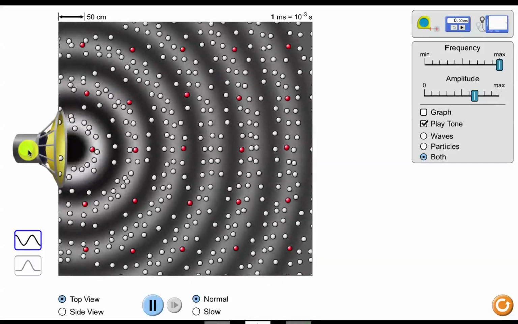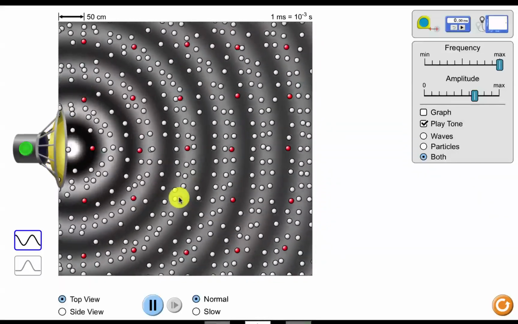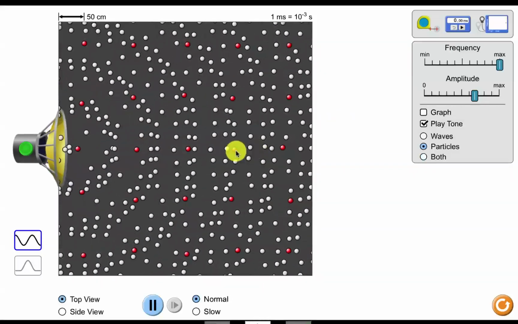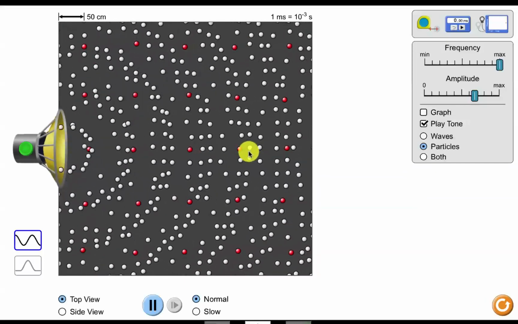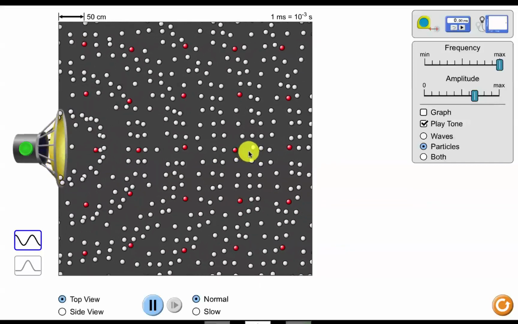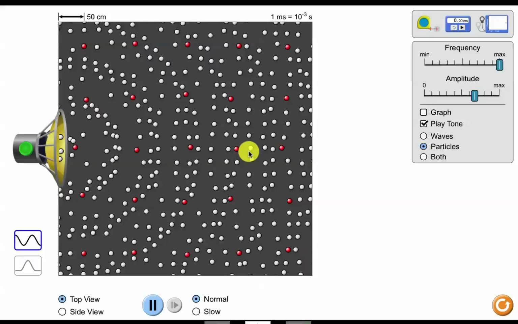And you see that the average particle doesn't move. The average position of the particle remains fixed. The pressure of the gas is increasing, decreasing, increasing, decreasing. And now that is what we will be using in our analysis of sound.